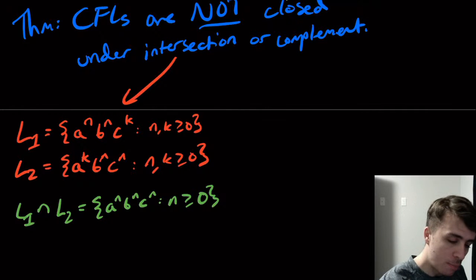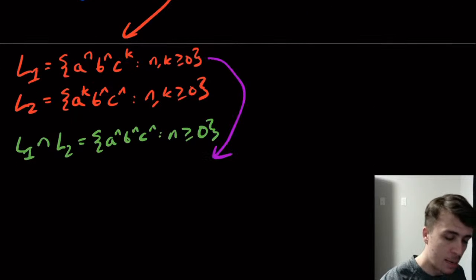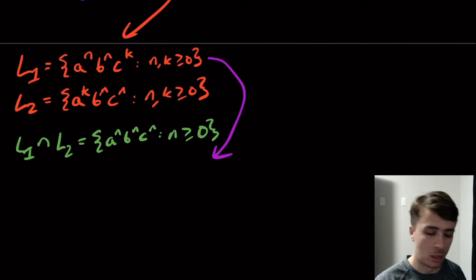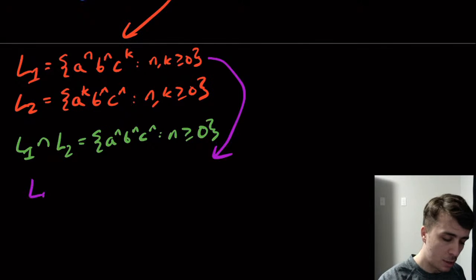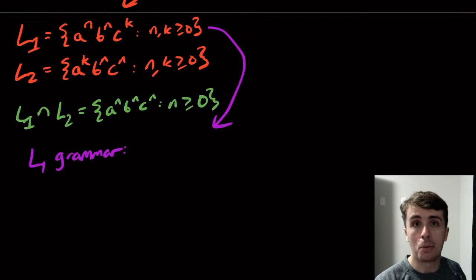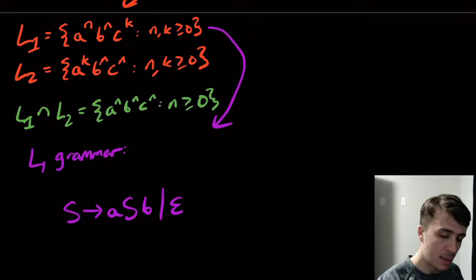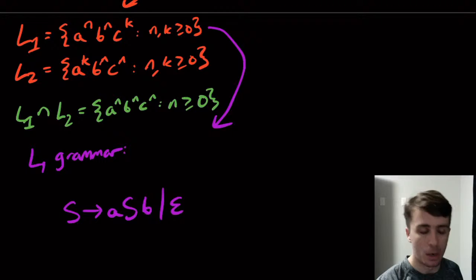And so how do you actually make a context-free grammar for each one of these? I'm going to do L1. I'm not going to do L2 because it's extremely similar. So for the L1 grammar, let's just make sure that the a^n b^n part, we can do that pretty easily because that's like 0^n 1^n. So I'm going to have S going to a S b, or empty. So that's the a^n b^n part.